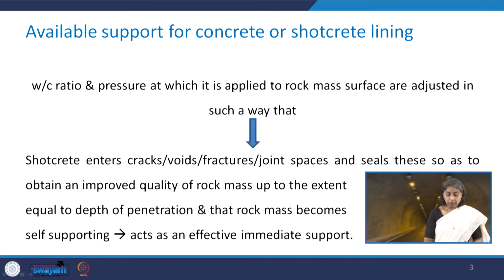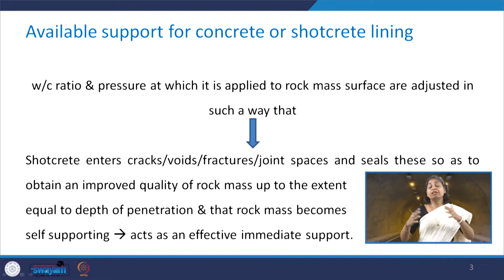What about the water cement ratio and the pressure at which it is applied to the rock mass surface? These two quantities are adjusted in such a way that the shotcrete enters into the cracks, voids, fractures or joint spaces which are present in the rock mass, and then it goes inside and sets there to seal these, such that you get an improved quality of rock mass.